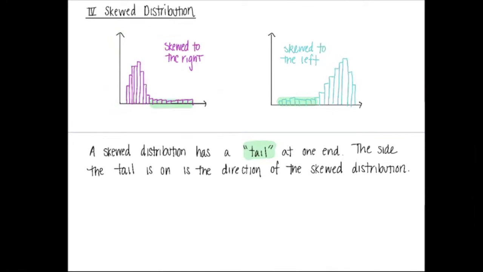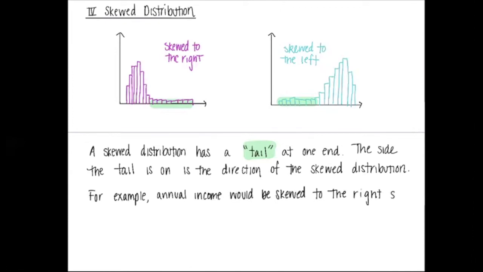So for example, annual income would be skewed to the right, since few families would make a large amount of money.